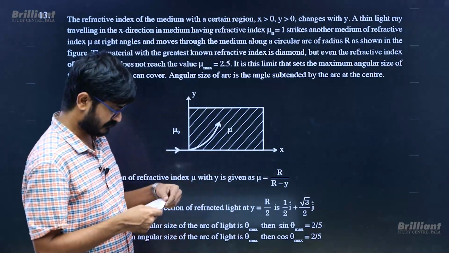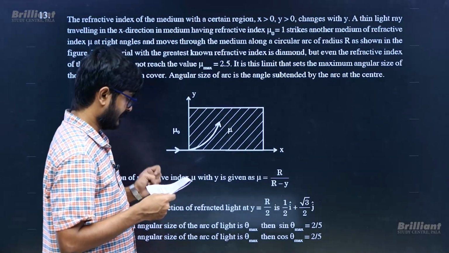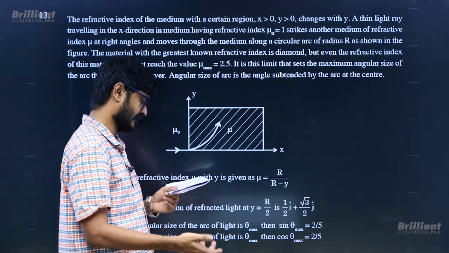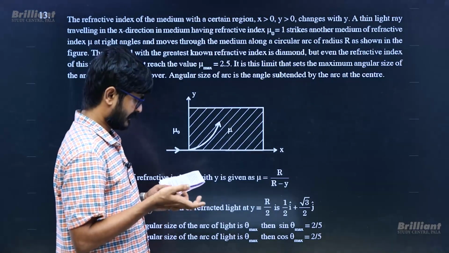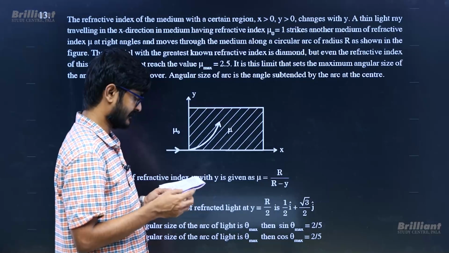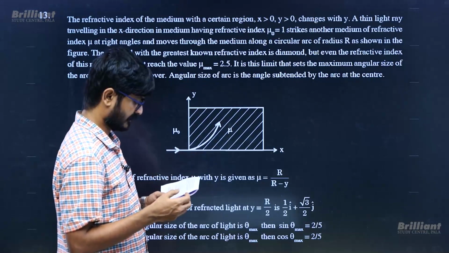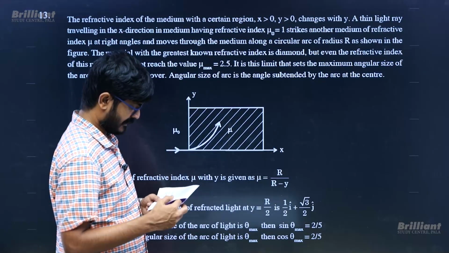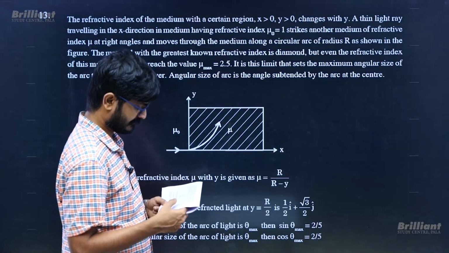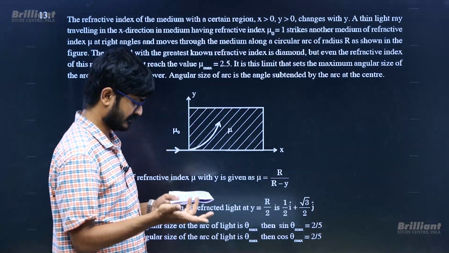The refractive index of medium of certain region x greater than 0, y greater than 0 changes with y. A thin light ray traveling in x direction, in a medium having refractive index mu naught equals to 1, strikes another medium of refractive index mu at right angles and moves through the medium along the circular arc of radius r as shown in the figure. The material with greatest known refractive index is diamond, but even the refractive index of that material does not reach the value mu max. It is the limit that sets the maximum angular size of the arc the light ray can cover. Angular size of the arc is the angle subtended by the arc at the center. Okay, they are giving the definition.